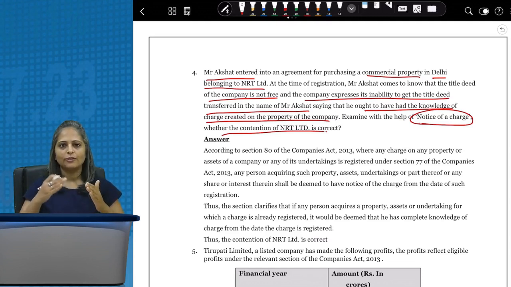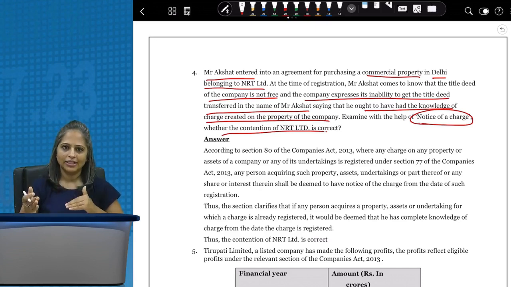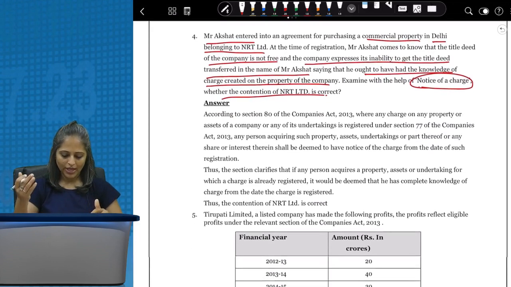So if you do not look at the register of charges before dealing with the company or before buying the property of the company, then the company in no way will be responsible, because the register of a charge is a matter of public notice. So how will you answer the question?